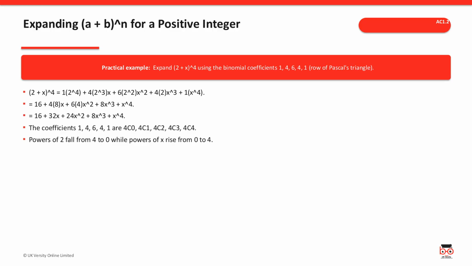Let's expand (2 + x) to the power 4, using the row of Pascal's triangle, 1, 4, 6, 4, 1. Those coefficients multiply falling powers of 2 and rising powers of x, so we get 1 times 2 to the 4th, then 4 times 2 cubed x, then 6 times 2 squared x squared, and so on. Working the numbers through gives 16 + 32x + 24x² + 8x³ + x⁴. Notice the powers of 2 fall from 4 down to 0, while the powers of x climb the other way.